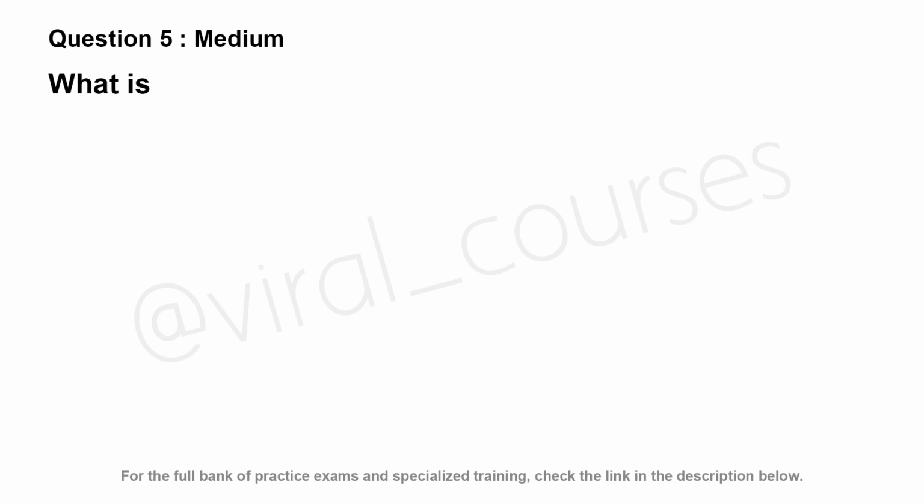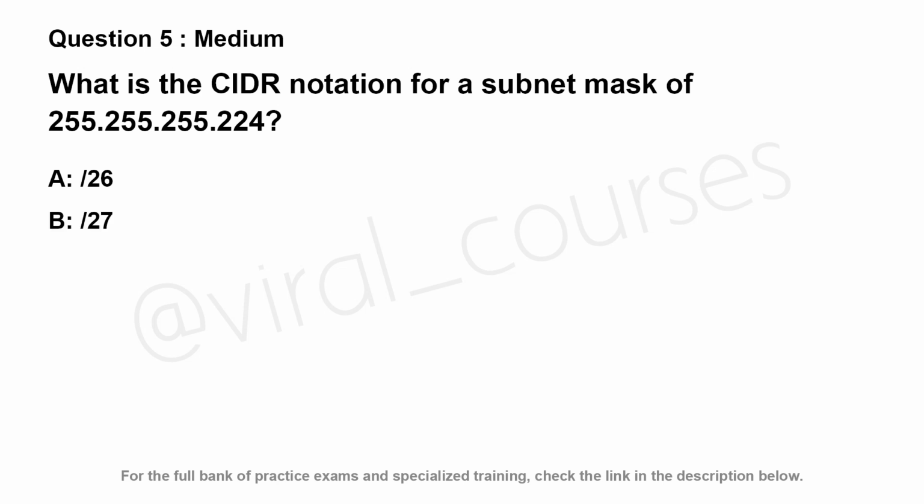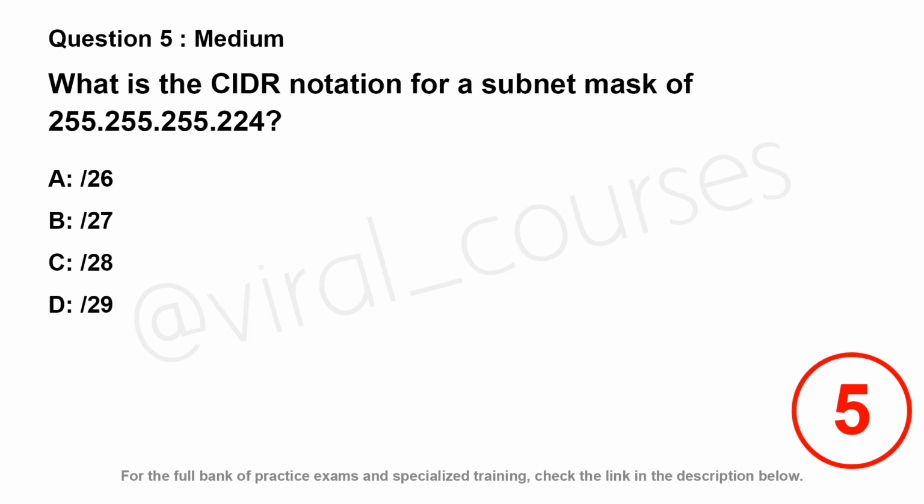What is the CIDR notation for a subnet mask of 255.255.255.224? Option A, /26. Option B, /27. Option C, /28. Option D, /29.